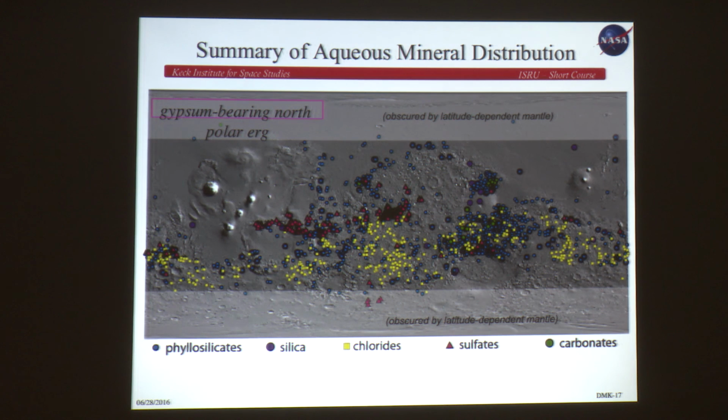Aqueous minerals, as we noted, are a potential source of ISRU materials. We have seen a lot of different minerals. Some of them are indications of past aqueous activity. Some of them have significant water in them. And we see them in quite large areas of the planet. They are somewhat all over. However, most of these detections are very small.